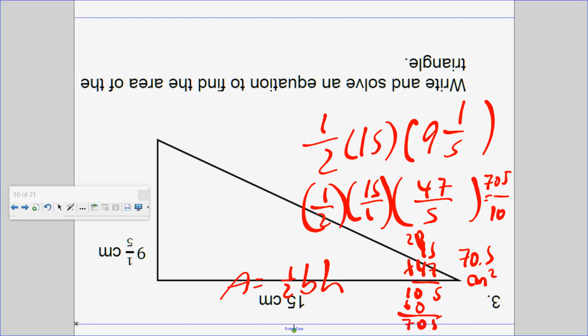Let me just make sure I did this correctly because I may have made some mistakes. So 10, yep, 15 times 47, that's 35 carry 3, 7, 10, carry 1, yep, 20 carry 2, 1, 6, 5, 0, yep, it's good.